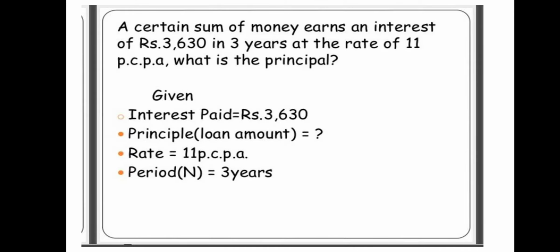Now, the next example you can see here. In this example, a certain sum of money earns 3,630 rupees as interest in 3 years at the rate of 11% per annum. So what is the principal amount? That means you don't know the principal or loan amount on which you are paying this interest of 3,630. So here you have to find the loan amount. The loan amount is missing, and you know the interest paid, the rate and the time period. So how can we find it?